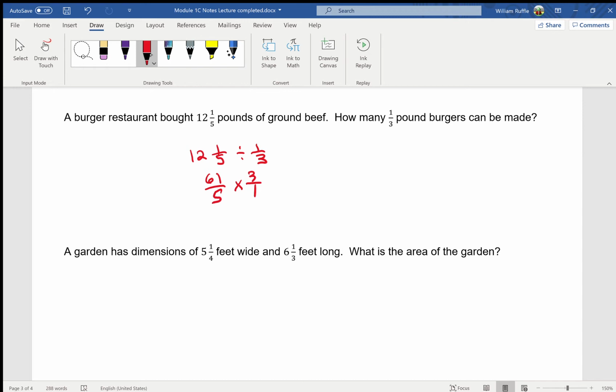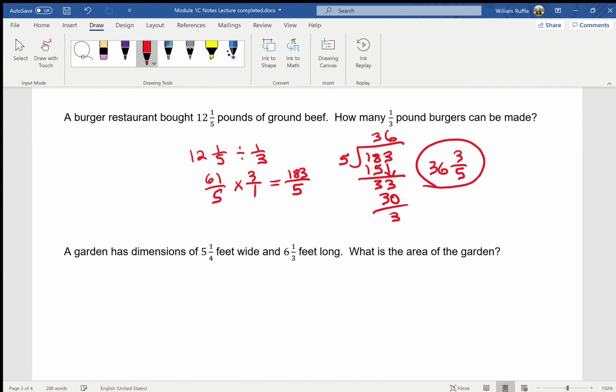Now in this one, 61 over 5 times 3 over 1, nothing reduces, unfortunately. So I just got to multiply across. 61 times 3 is 183. 5 times 1 is 5. And so now from here, I got to change it to a mixed number. Again, we're just using our multiplication chart to work our way through. 5 goes in 18 3 times. Bring down the 3, 6. So I get 36 and 3/5. This one doesn't round at all, so that would just be my answer.